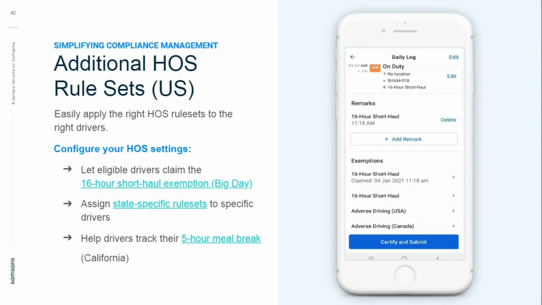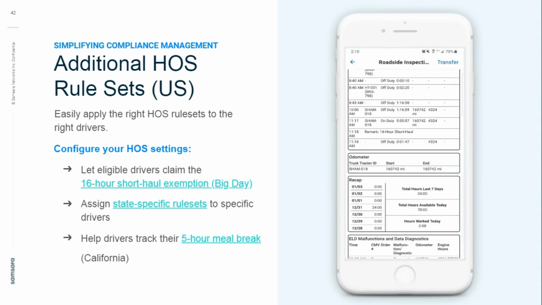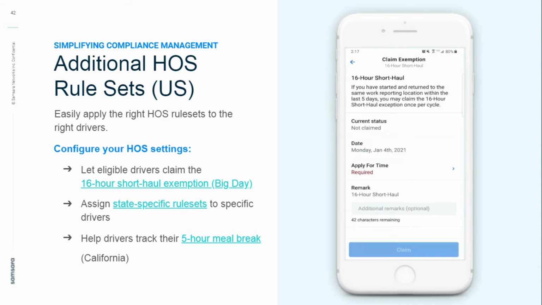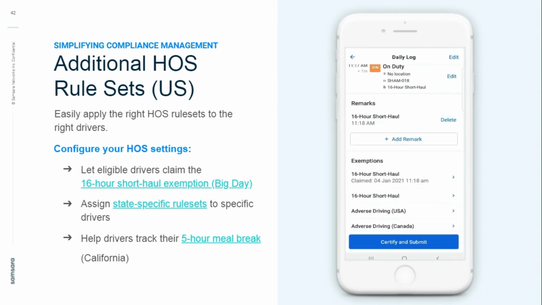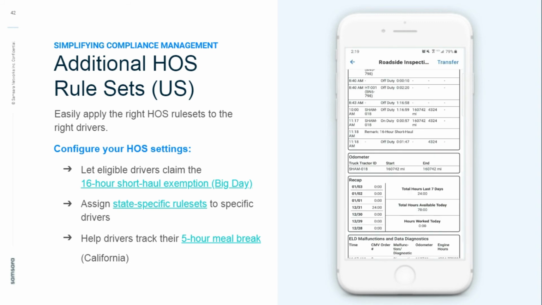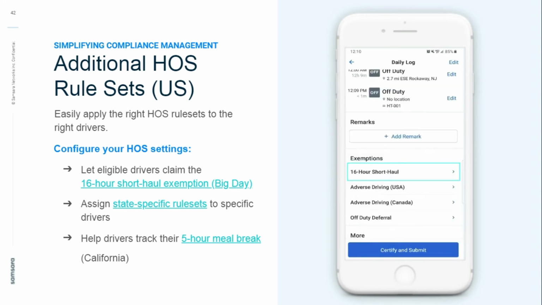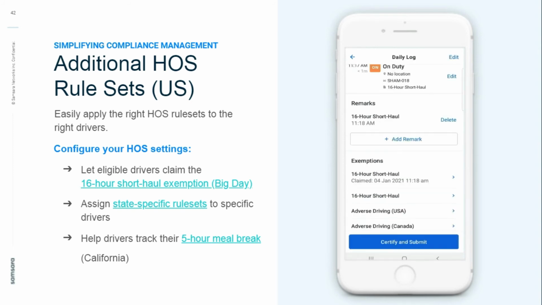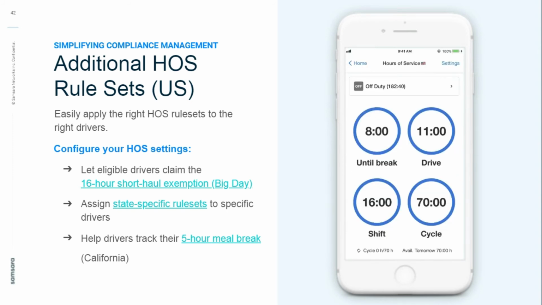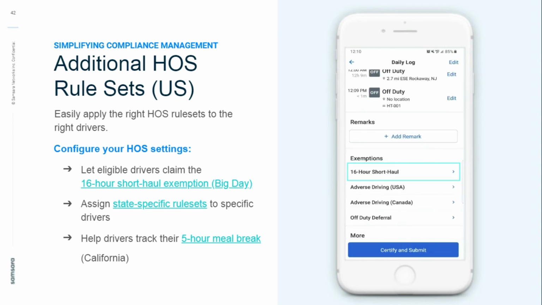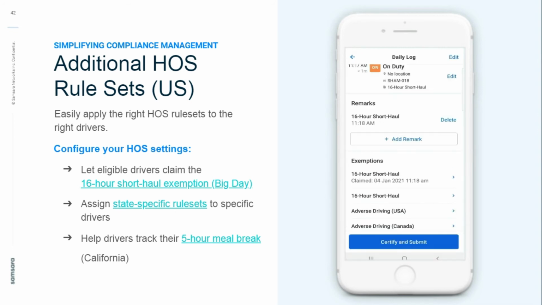And finally, if you do have drivers who are based in California, you can now configure the 5-hour meal break for your drivers. This just changes the driver app so that the driver app counts down to the next meal break and helps them keep track of the hours that they have remaining. I'm not going to go through all of these different rule sets, but the way that you can access this is to check out our KB to figure out how you can visit the compliance section of your dashboard to configure these rule sets for your fleet.